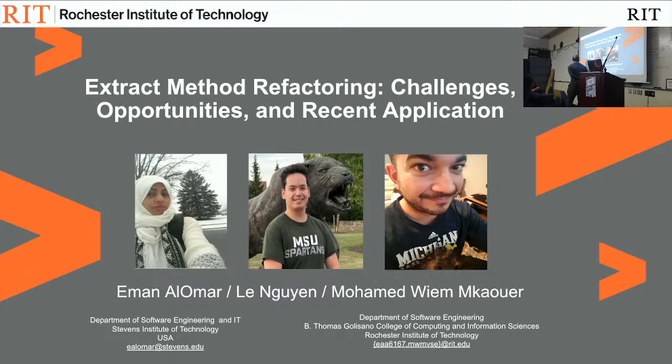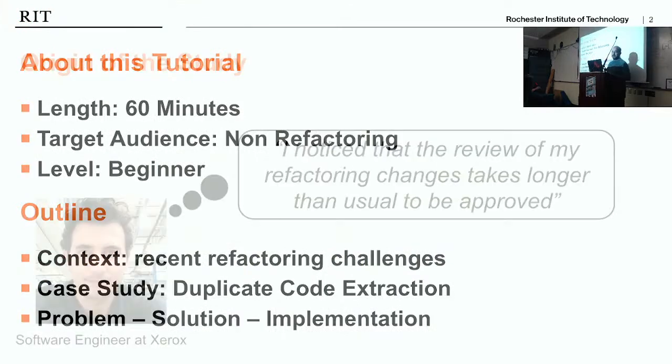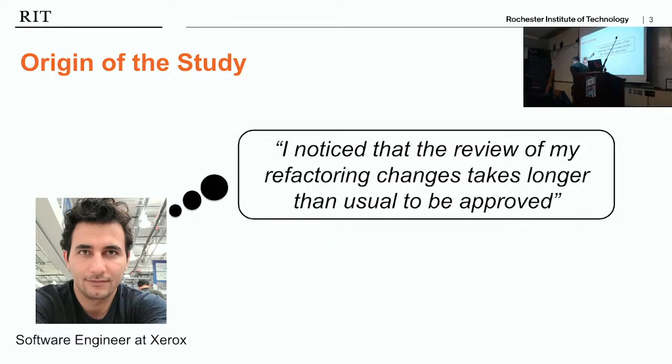So it all starts when one of the students from SE came to me one day and told me that he works at Xerox, first of all. He said that he was noticing that whenever he submits a pull request for refactored code, it would typically take longer to be accepted versus other types of changes, such as fixing bugs, for example, right? And he was telling me this on purpose because he knows I'm a refactoring guy, and I like to talk about refactoring.